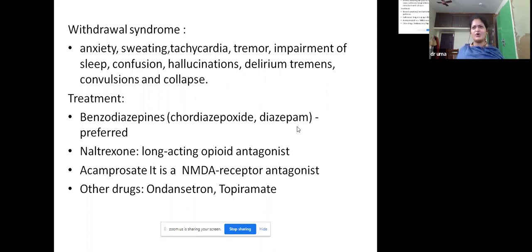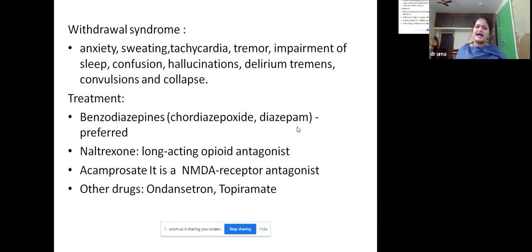Withdrawal syndrome. Alcohol produces both physical and psychological dependence. When you suddenly withdraw the drug, it produces anxiety, sweating, tachycardia, tremor, impairment of sleep, confusion, hallucination, delirium tremens, convulsion, and collapse.